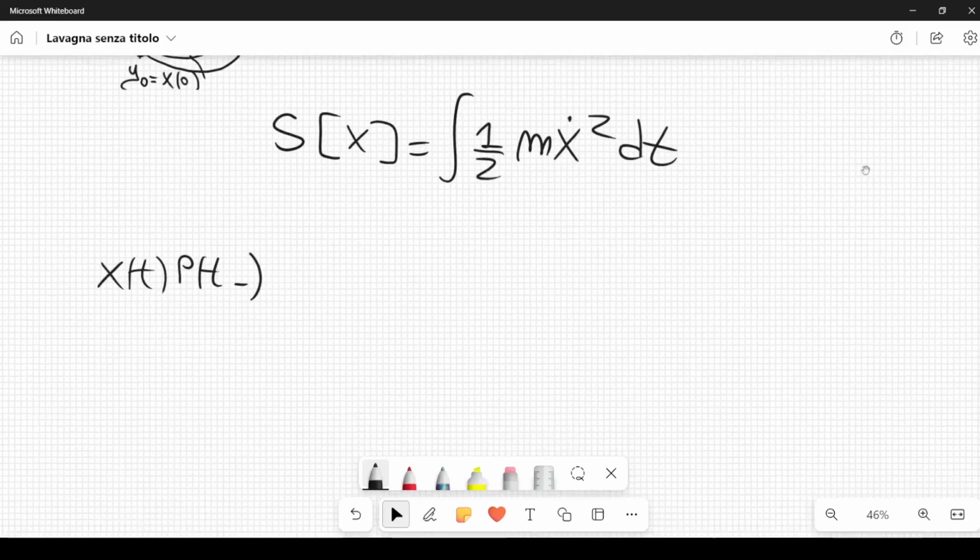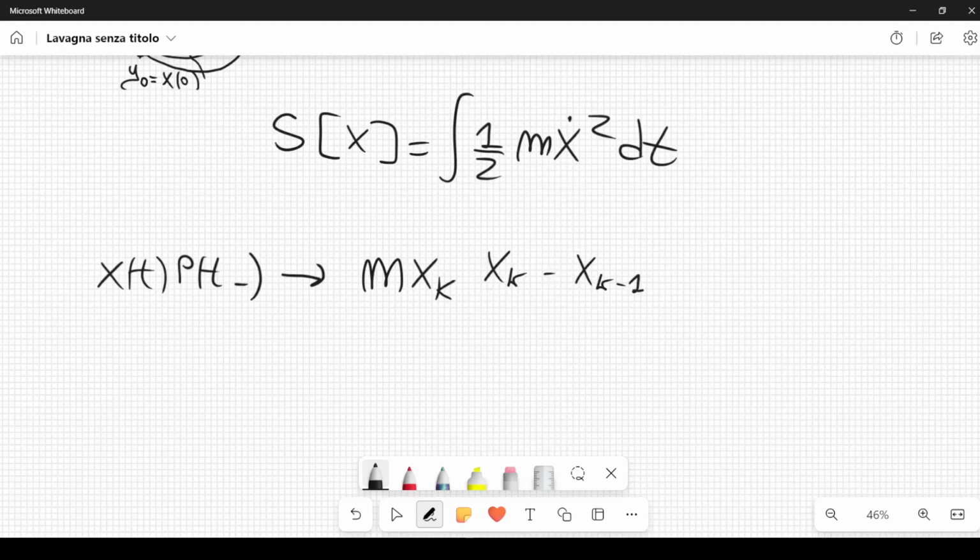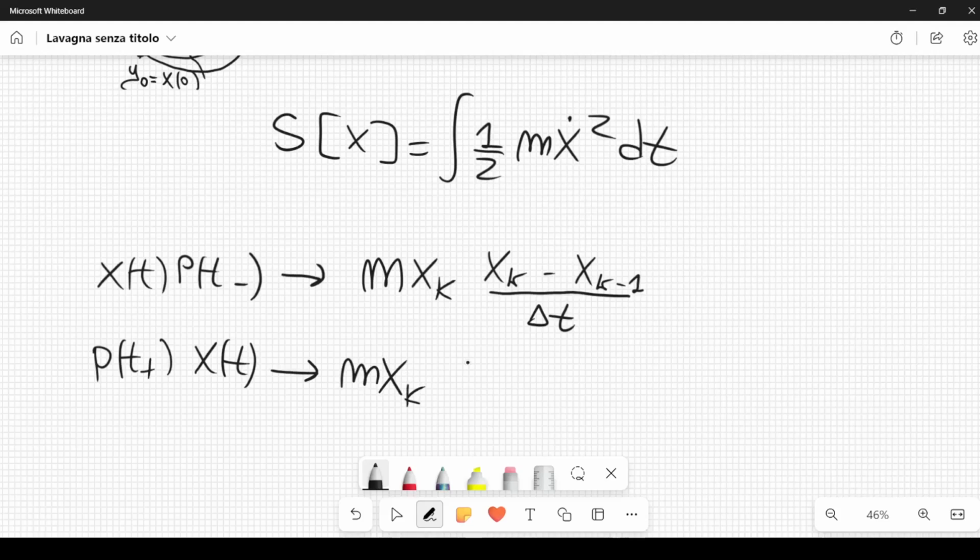We are going to discretize it in the following way. Instead of x of t, we are going to write x sub k. Then, of course, p of t minus will be m, that we can factor out, the mass, and then we have x sub k minus x sub k minus 1 divided by delta t. And then p of t plus times x of t will become m times x sub k times x sub k plus 1 minus x sub k divided by delta t.